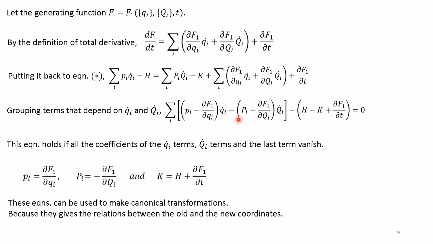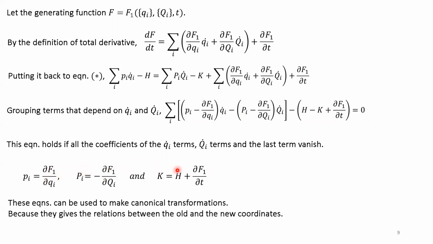So now this equation holds if all the coefficients of this small q dot term, the big Q dot term and the other terms all vanish. That means this is 0. If this is 0, this is 0, and this is 0, then we are done. So these are the requirements here.